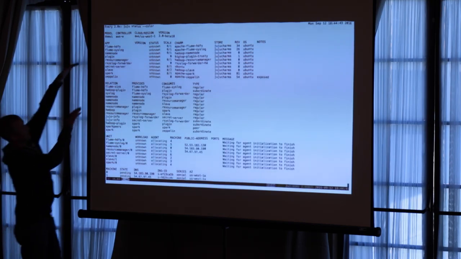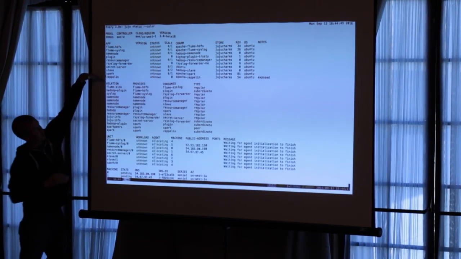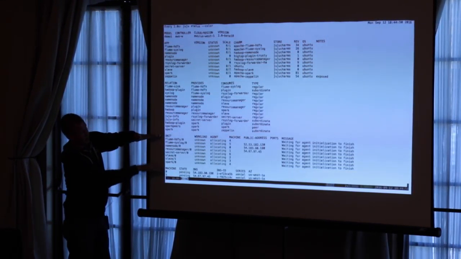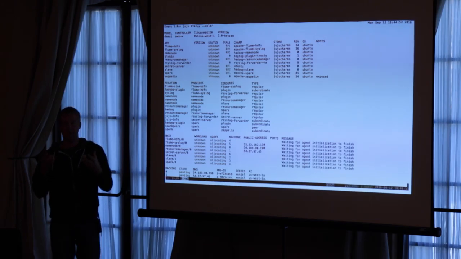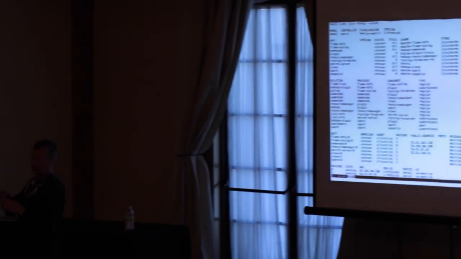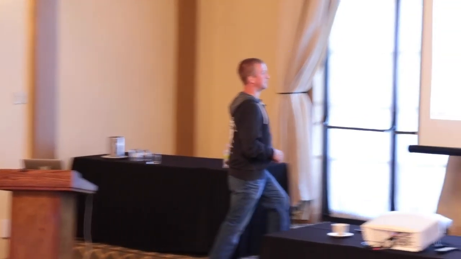So these are the applications that I want to deploy in this. Here's how they all relate to each other. And here are the actual machines that are starting to spin up. They're getting their operating systems installed, they're getting their applications deployed, and they're getting configured as my model has requested that they should.